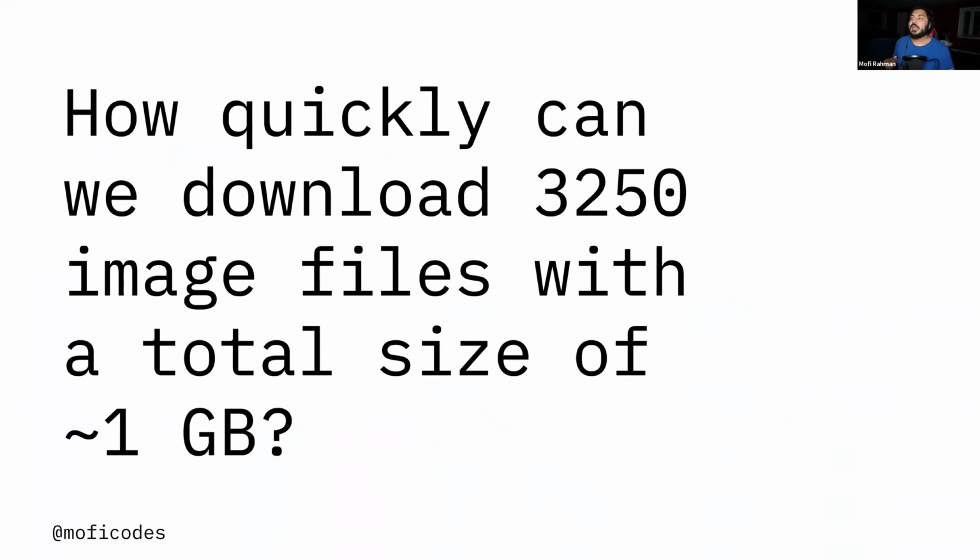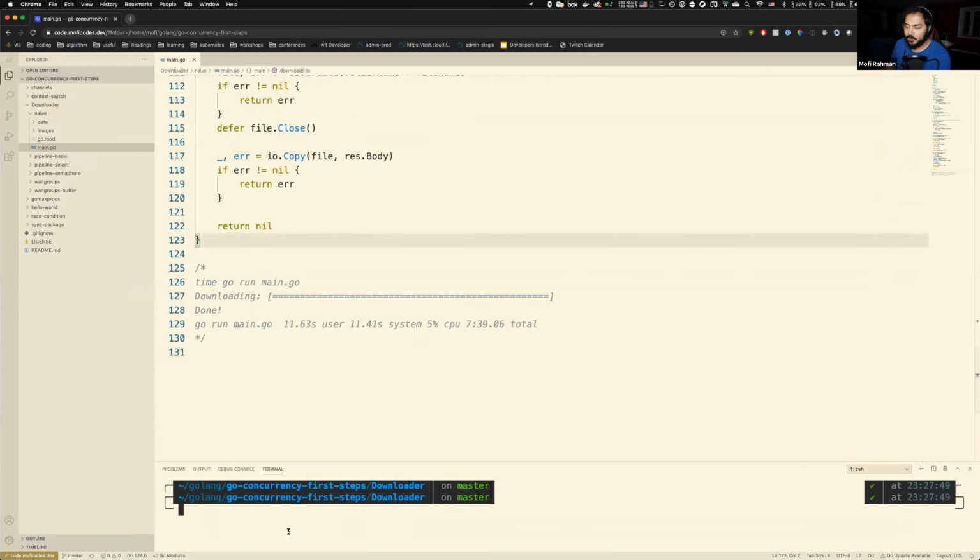So I'm going to start this talk with a question. How quickly can we download 3,250 image files with a total size of about 1 gigabyte? The number is not arbitrary. I actually have an object storage bucket with that many images that I hope to download.